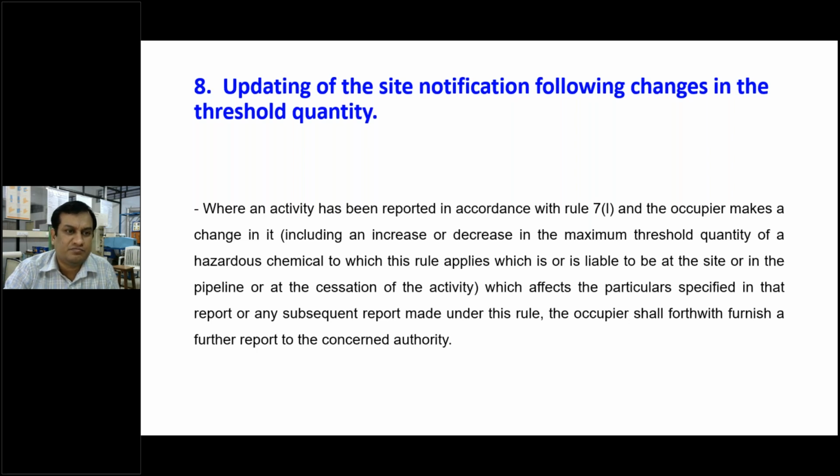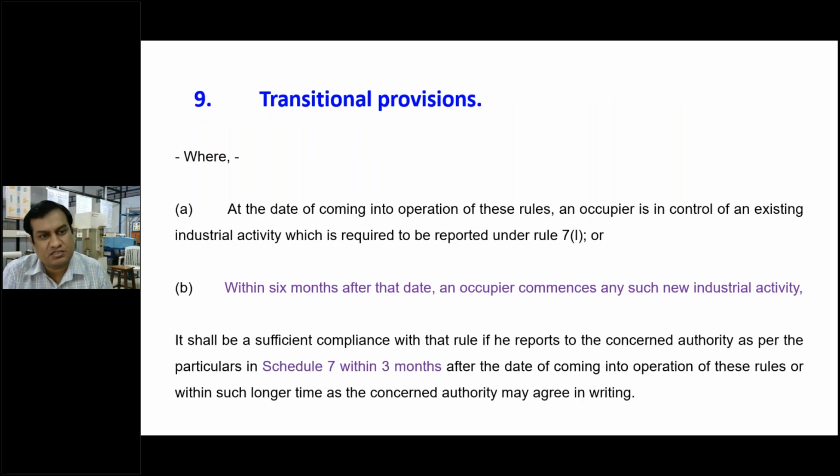Then the ninth rule is transitional provisions. Where at the date of coming into operation of these rules, an occupier is in control of an existing industrial activity which is required to be reported under Rule 7, or within 6 months after that date an occupier commences any such new industrial activity.